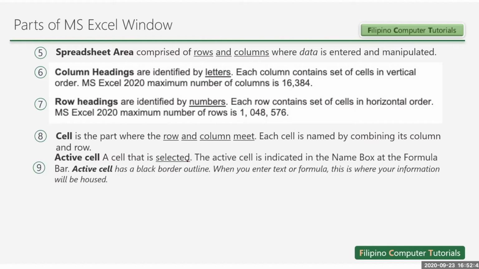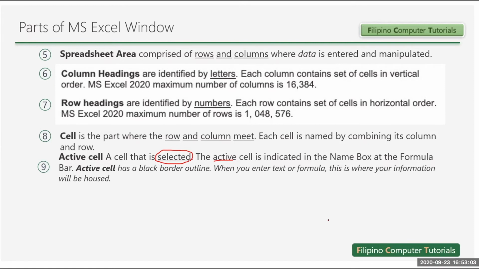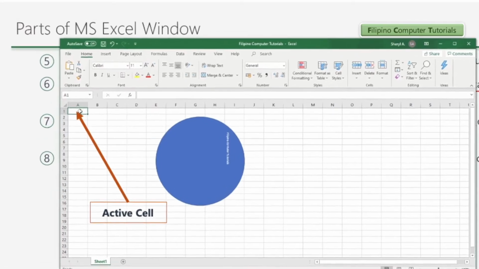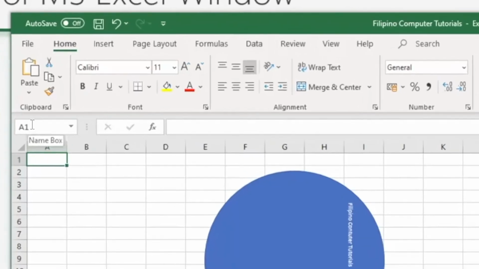A cell that is selected. The active cell is indicated, kaya siya active, indicated in the name box at the formula bar. Active cell has a black border outline. When you enter text or formula, it is where your information will be housed. Dito sa pinakita ko kanina, A1 is the address of the text that you are going to put here.